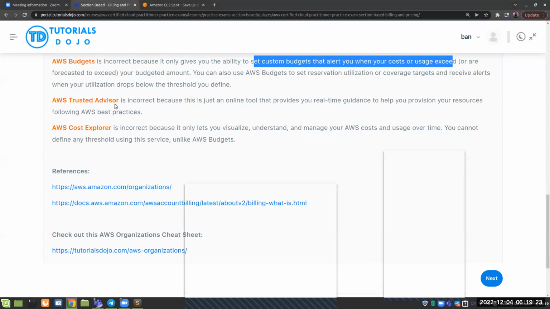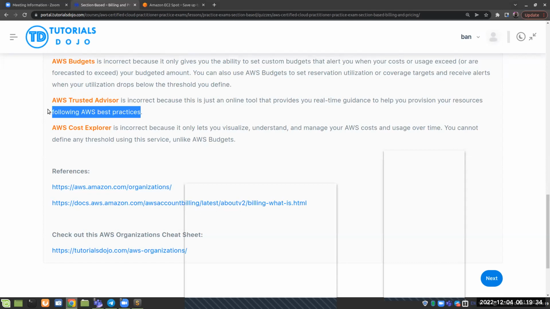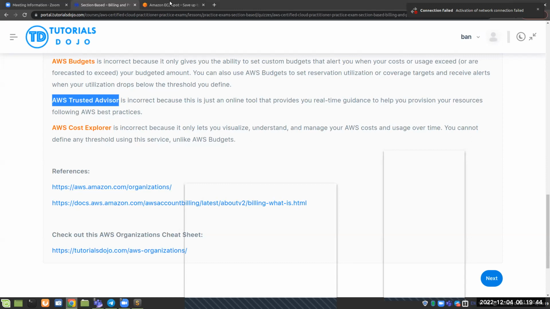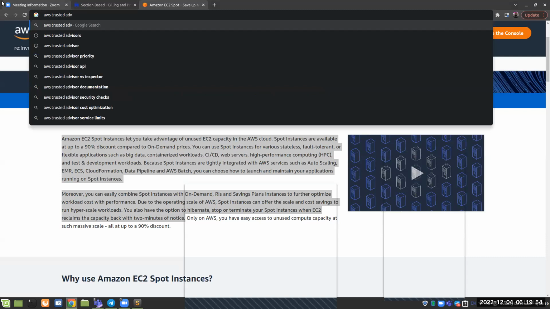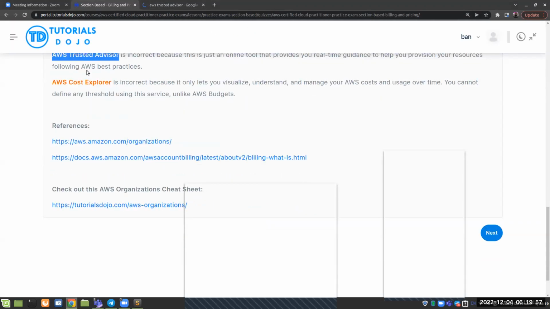Now, Trusted Advisor is just an online tool that provides you real-time guidance to help you provision your resources following AWS best practices, right? So always remember that about Trusted Advisor. It's just to help you. This could be some of the things that it will handle, in terms of helping you in security, cost optimization. I always like this diagram about Trusted Advisor, which I will say everyone can have in mind.